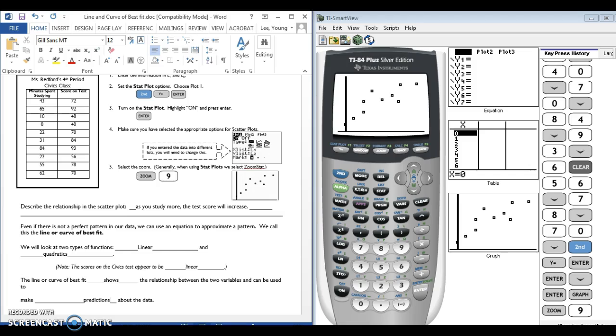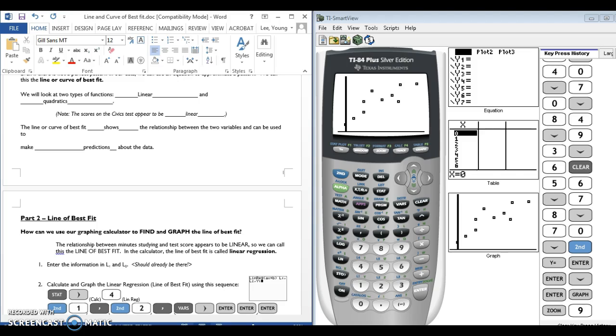So make sure you copy it down. Okay, so we know that now they have linear relationships. So as you study more hours, you're going to do better on the civics test. But now I want to find the equation of this linear equation. So what we're going to do is figure out the equation.